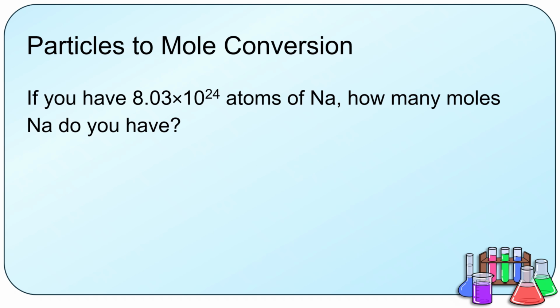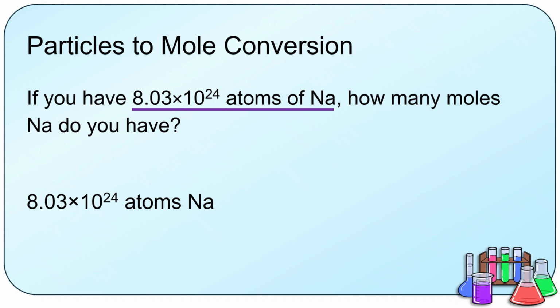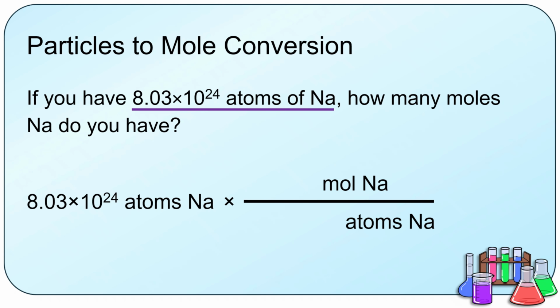Let's do more conversion practice. For this question, if you have 8.03 times 10 to the 24 atoms of sodium, how many moles of sodium do you have? Again, start with the number given to you in the question. Then set up your conversion factor. I start with atoms of sodium, so atoms of sodium goes to the bottom. I'm looking for moles, so moles of sodium goes on top.